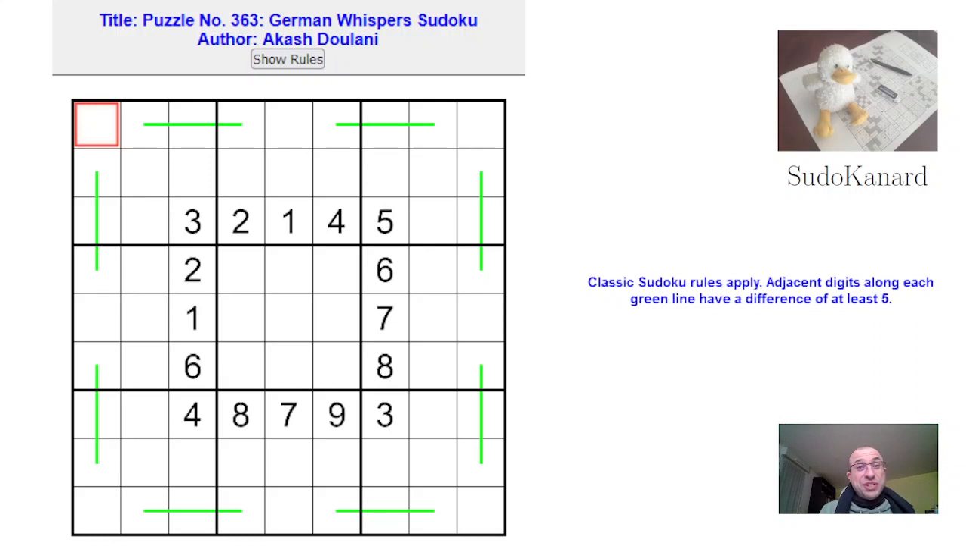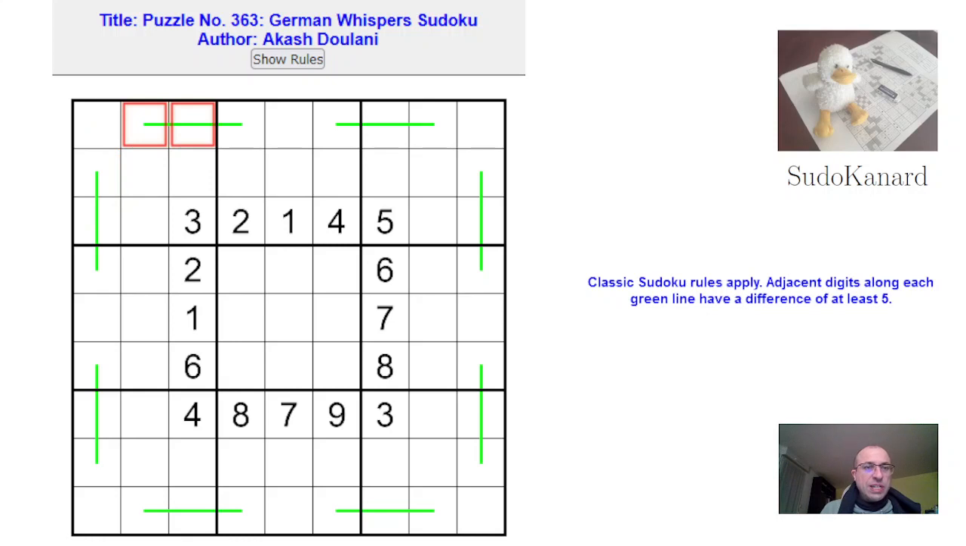We're here to solve this German whisper Sudoku by Indian author Akash Doulani, and actually I published a solving video of this very puzzle a few hours ago, but Akash pointed out the fact that my argument was incorrect. At some point I made a logical leap that led to the right solution, but with obviously a real mistake in my reasoning, so I decided to redeem myself by doing a new solve, hopefully a correct one this time.